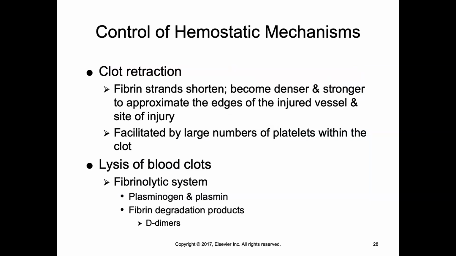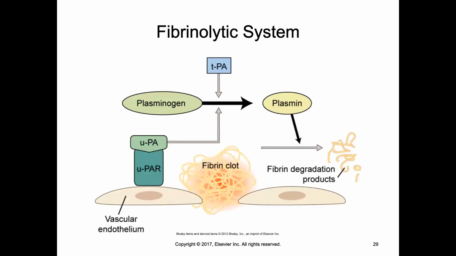But then after we've done tissue repair, fibrinolysis takes place, right? We actually dissolve the clot. Plasminogen and plasmin help us do this. Plasminogen is the precursor. It's converted to plasmin. And then the fibrin is broken down. Okay, you can see how this works here.